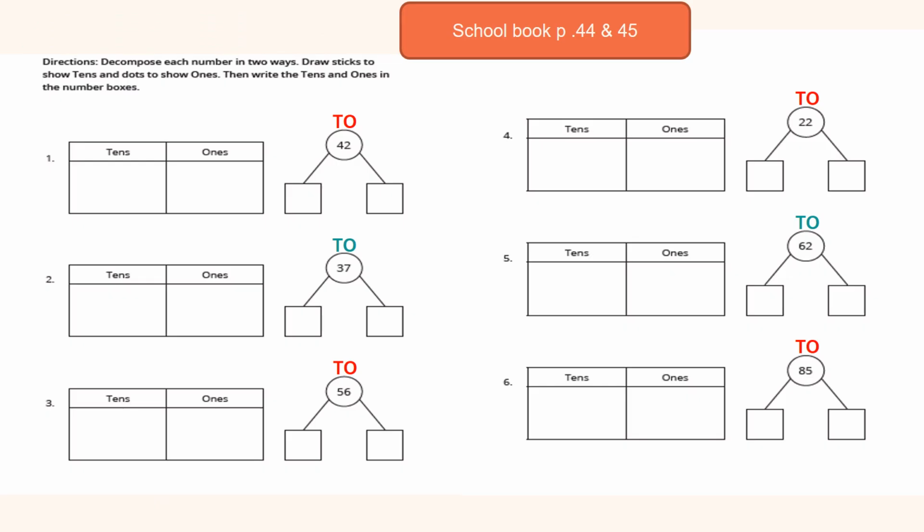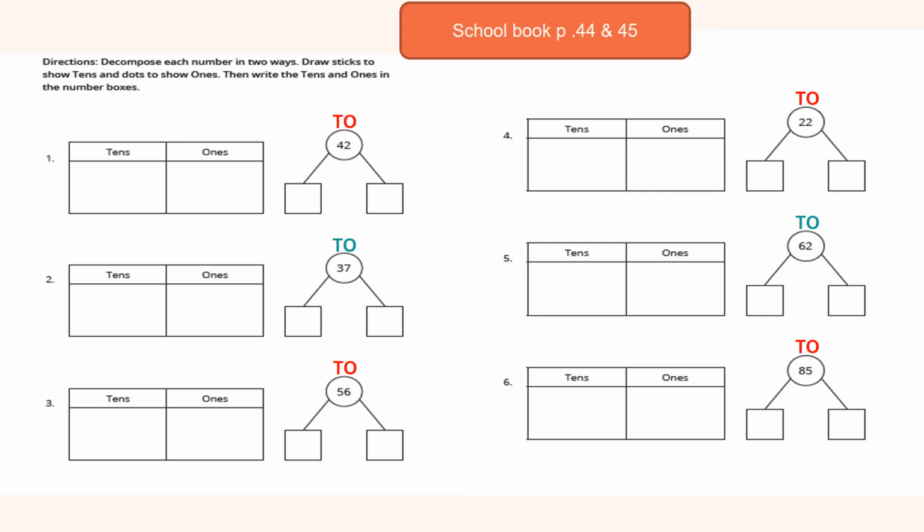Show each number in 2 ways. Draw sticks to show tens and dots to show ones. Then write the tens and ones in the number box. Number 1, 42. First step, put the places, ones and tens. 2 in ones, 4 in tens.